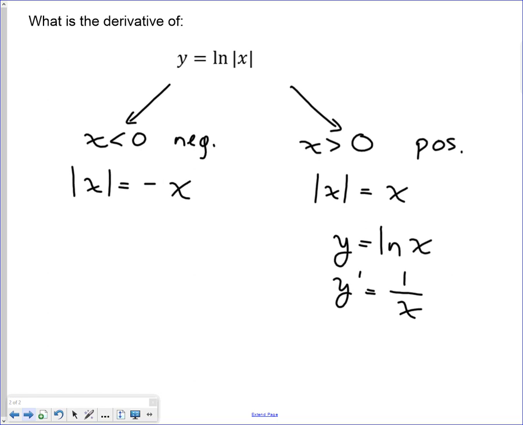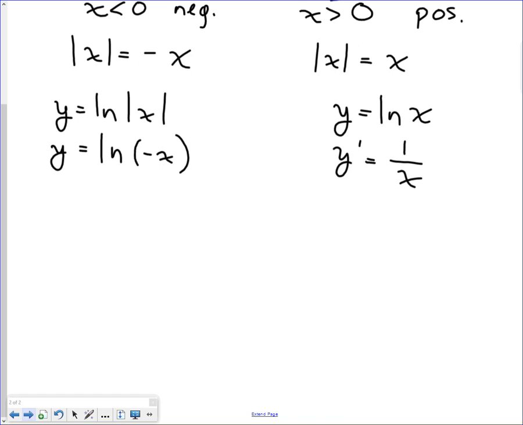If x is negative, the absolute value of x is equal to negative x, then our function y equals ln of the absolute value of x, we can replace the absolute value of x with negative x. So this is ln of negative x. Now what happens when we take the derivative? Well, we will get 1 over negative x times -1, the derivative of the inner function. So y prime is 1 over x.